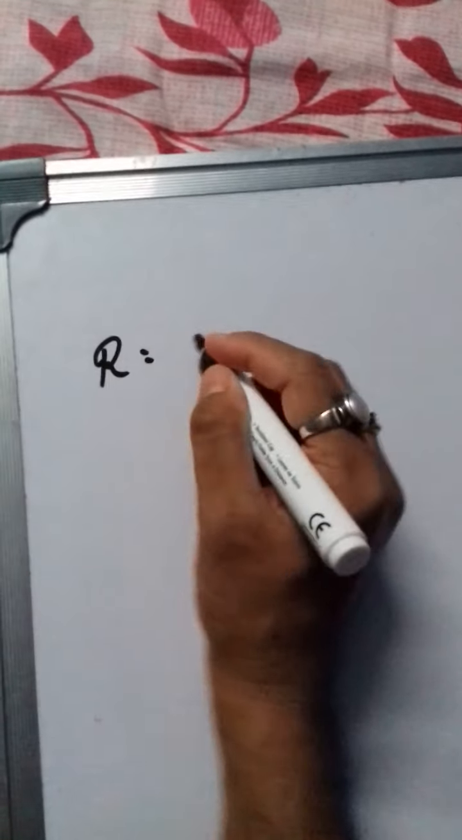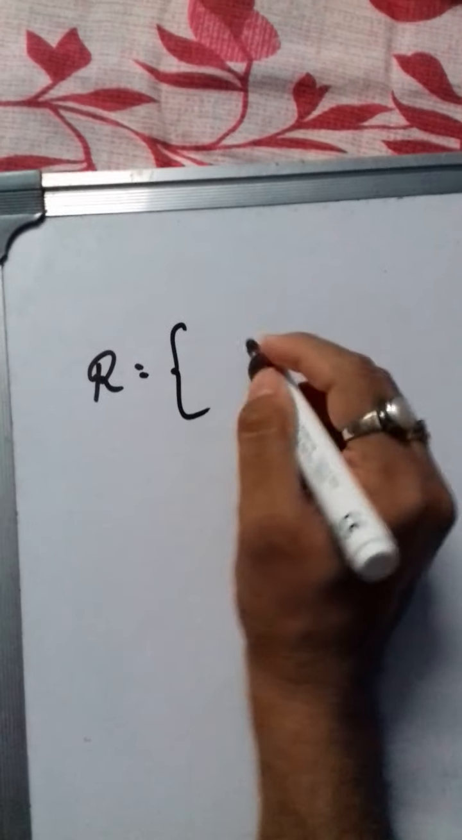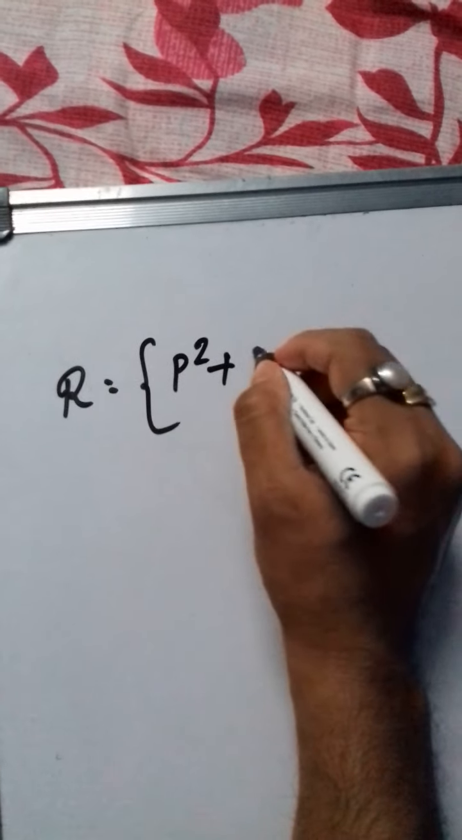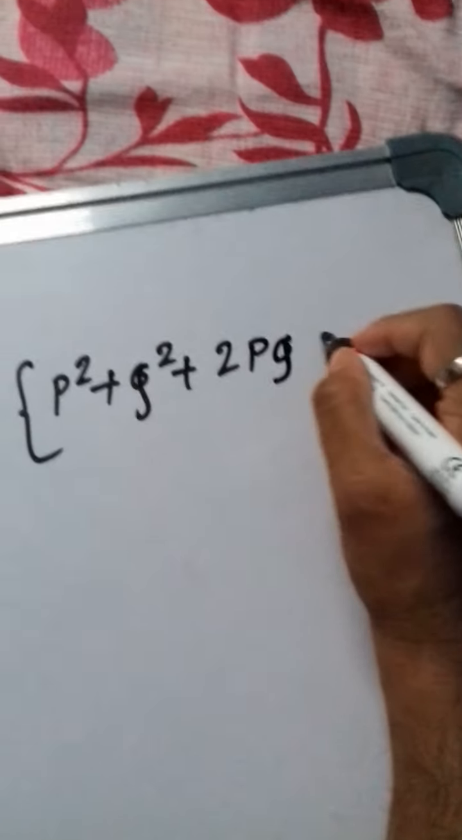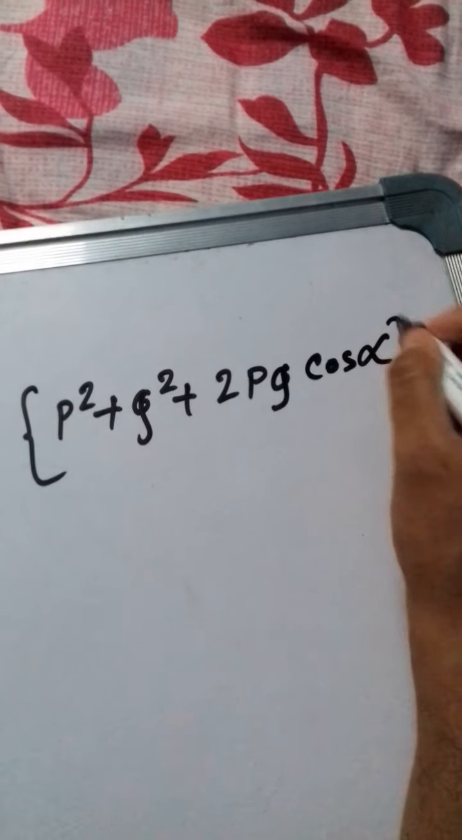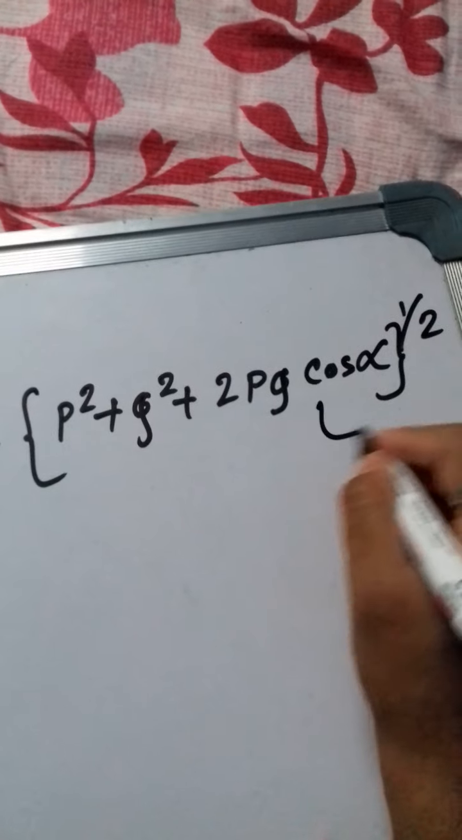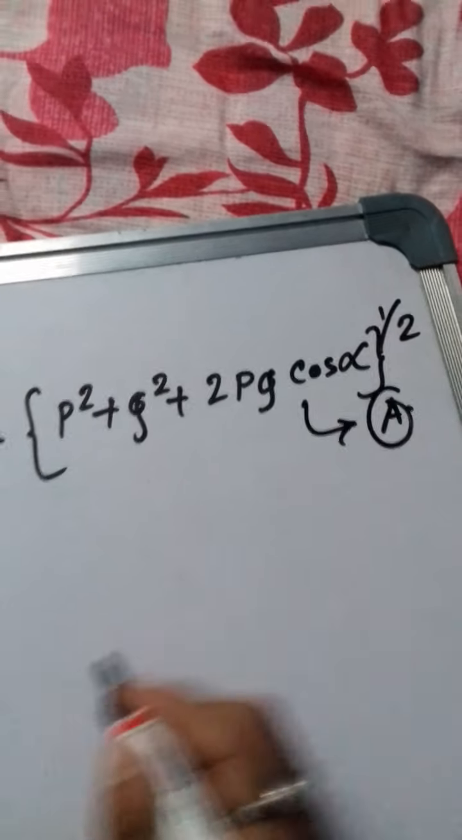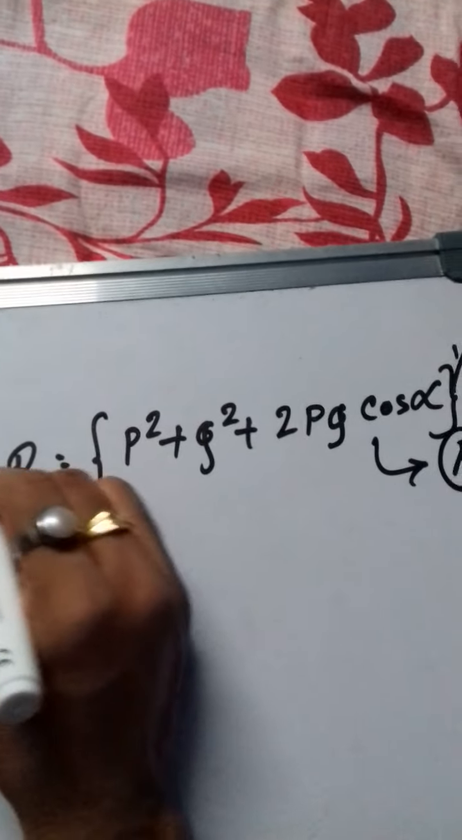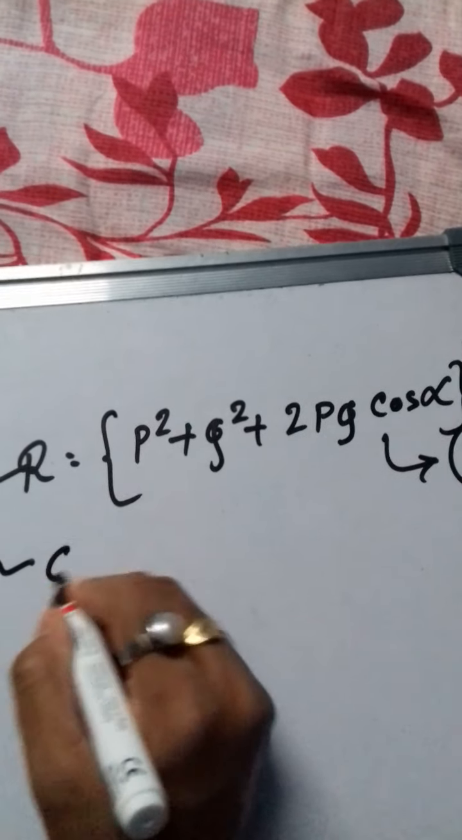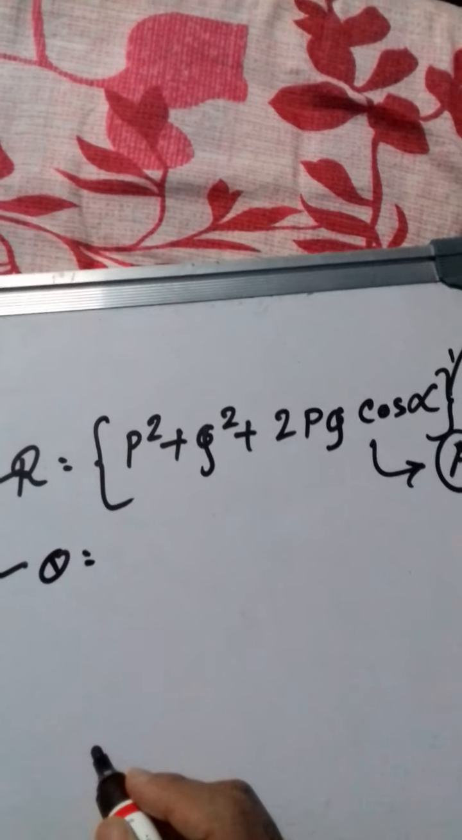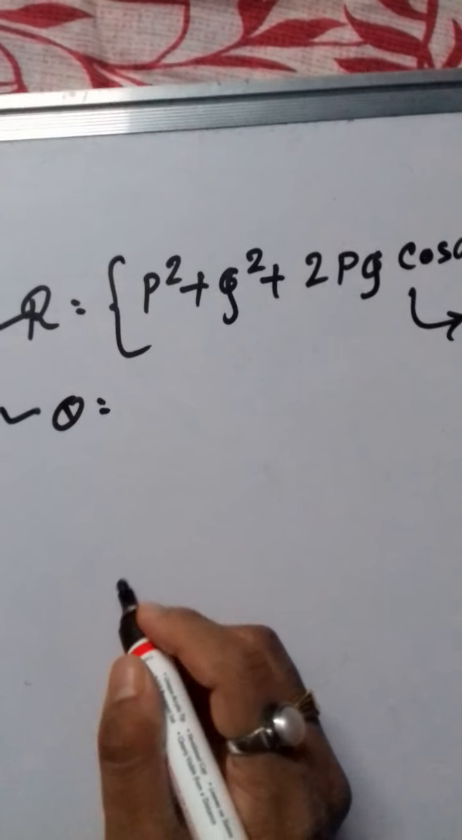So in the last class we have seen these two formulas. That is, R was equal to root over of P square plus Q square plus 2PQ cos alpha, right? This was the first formula, about the resultant force. And the second formula we had seen is the direction of the resultant force with respect to any one of the forces.